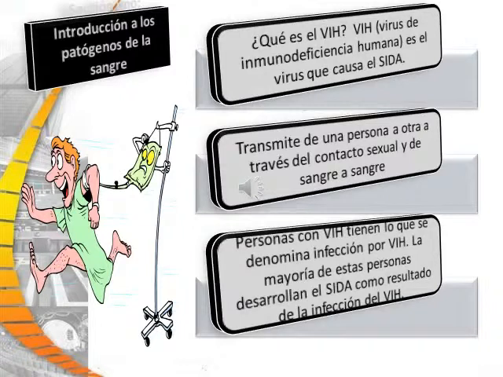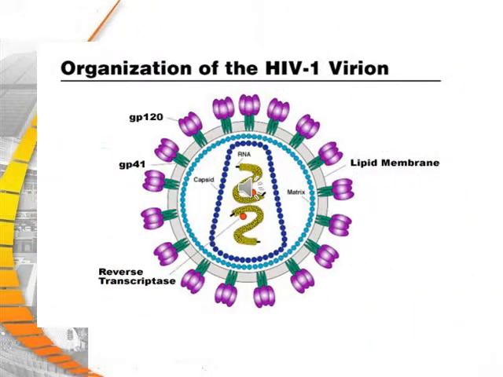What is HIV? HIV is human immunodeficiency virus. It is the virus that causes AIDS. It is passed from one person to another, basically through blood-to-blood contact or sexual contact. Persons with HIV have what is called HIV infection. Most of these people will develop AIDS as a result of their HIV infection. Here we see the organization of the HIV-1 virion.